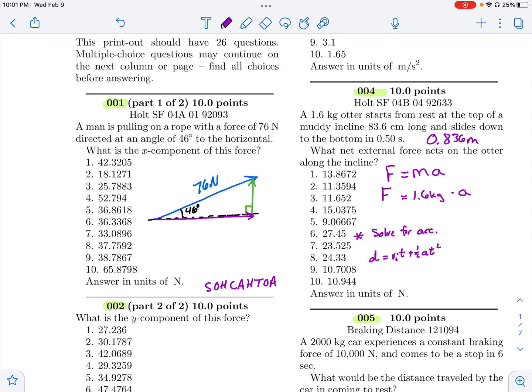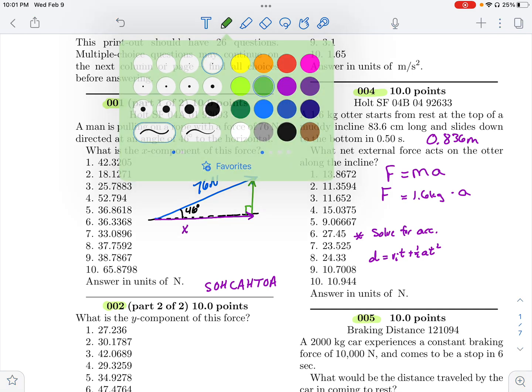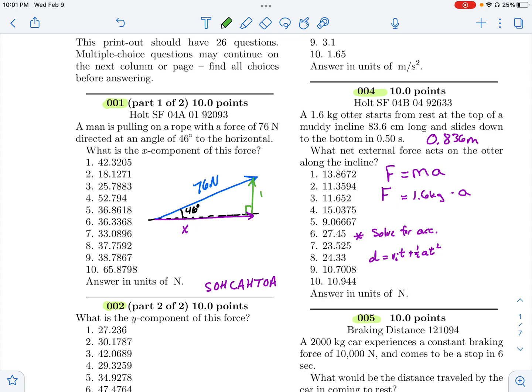Now, obviously, the purple one that I just drew in, that's moving horizontally, so we call that the x component. And the green one is moving vertically. We call that the y component. Again, you'll use your SOHCAHTOA in order to figure out what the answer is for those components of x and y, using the hypotenuse of 76 for your problem there.